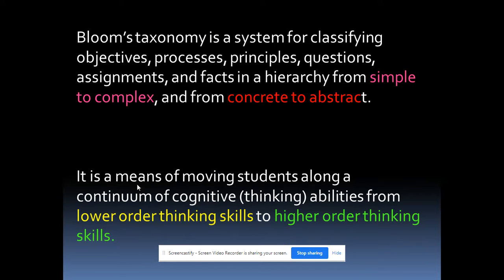So Bloom's taxonomy basically deals in hierarchy from simple to complex and concrete to abstract. It means students move according to their abilities from lower order thinking skills to higher order thinking skills. That is, lower order thinking level to higher order thinking level. So teachers have to teach from simple to complex, concrete to abstract.